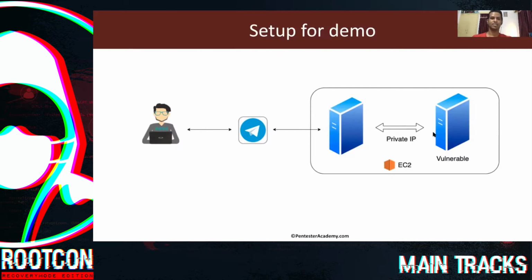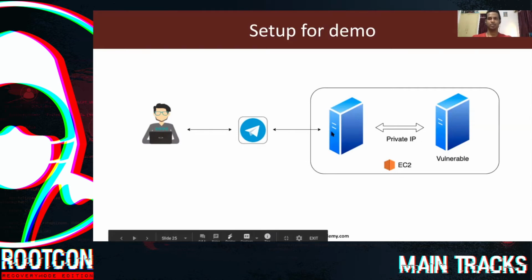So now what happens is the user will interact with the bot. The bot will interact with the machine which is running the three containers. And these three containers can interact with the second machine, which is the vulnerable machine, using the private IP address. So now let's jump into a demo.